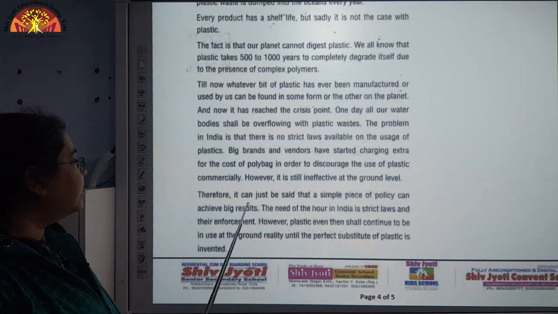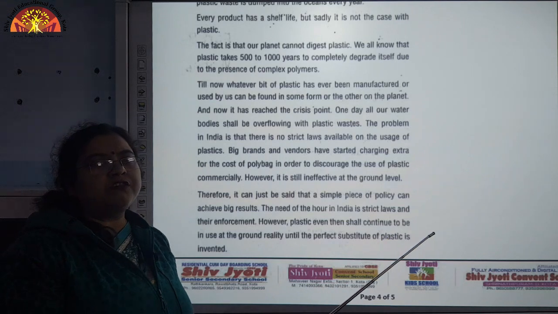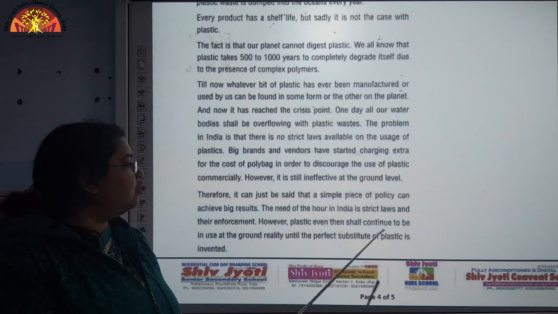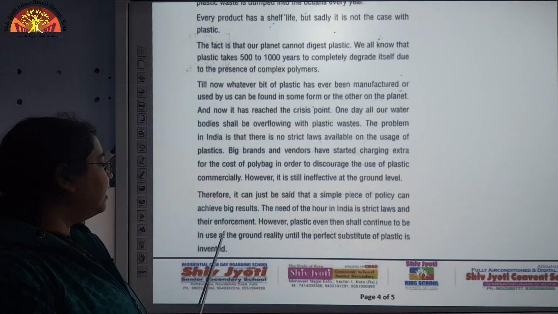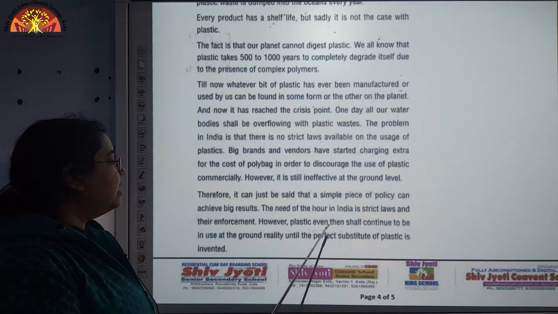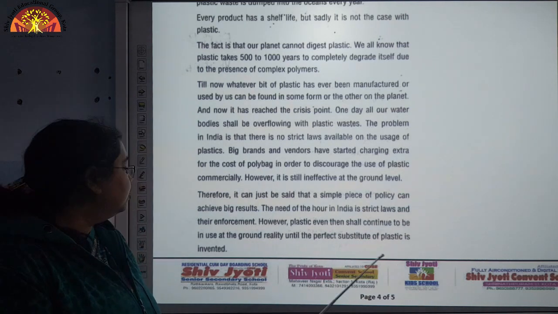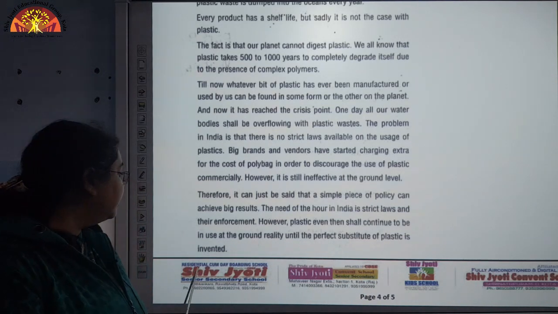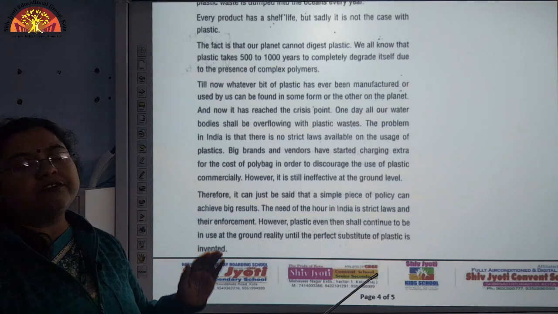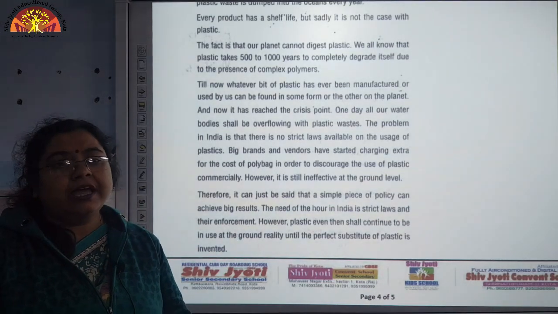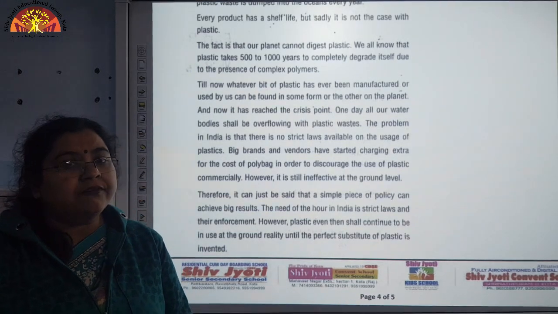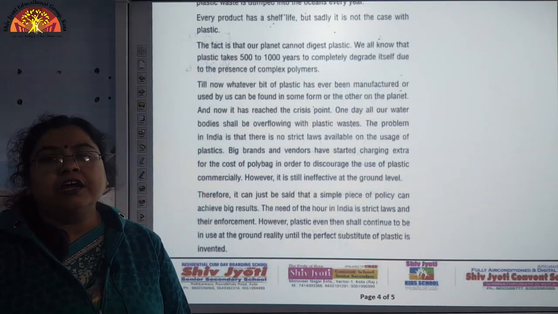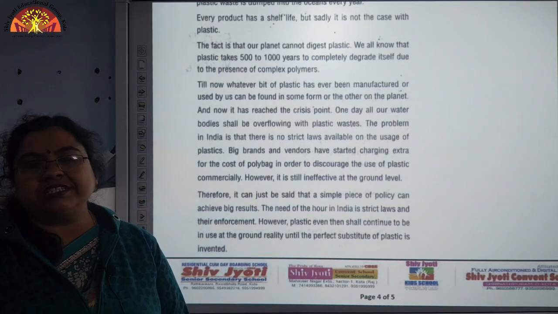Okay. Therefore, it can just be said that a simple piece of policy can achieve big results. The need of the hour in India is strict laws and their enforcement. However, plastic shall continue to be in use in ground reality until the perfect substitute for plastic is invented. So, now you have concluded with the same aspect that plastic is an integral part of today's human life. In that case, unless and until there is a substitute, it is really difficult and impractical to remove plastic from our lives.